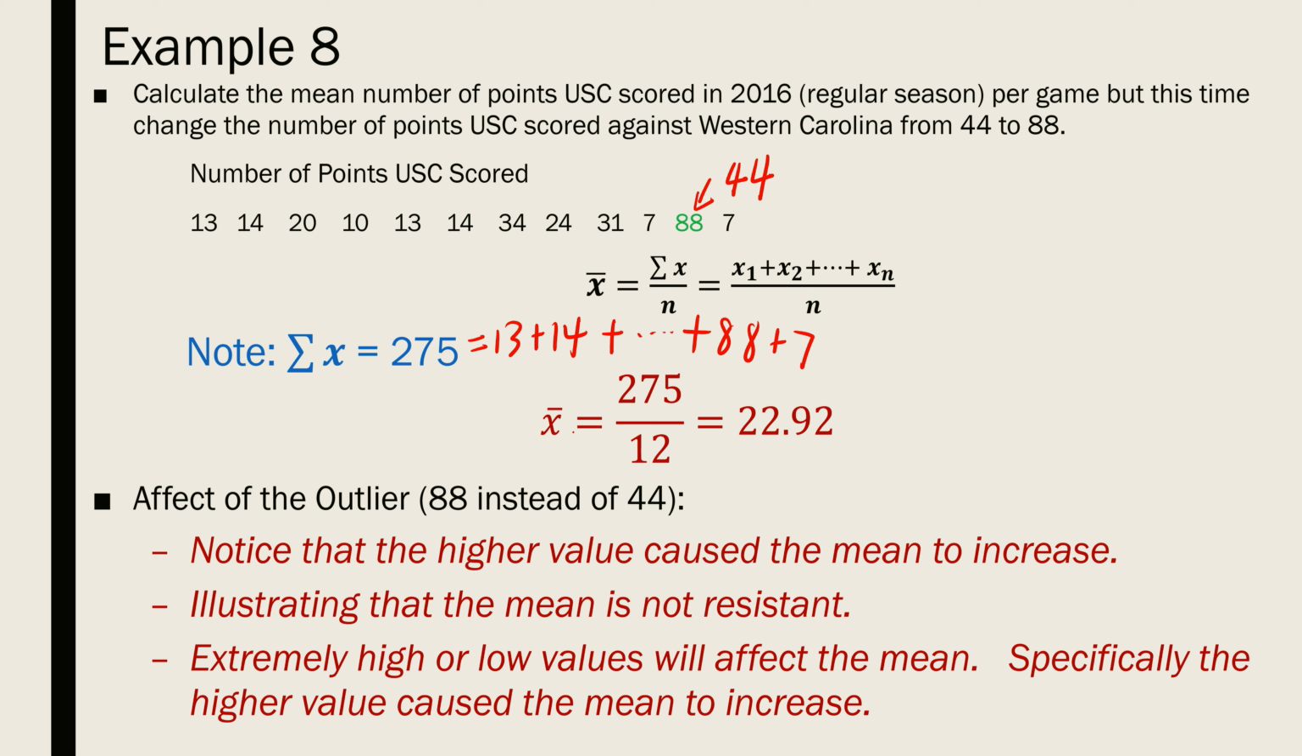Now the new sample mean is 22.92. It was 19.25. So you'll notice that the higher value causes the mean to increase. This example illustrates that the mean is not resistant to extreme values, or outliers. Extremely high or low values will affect the mean. Specifically, a higher value causes the mean to increase.